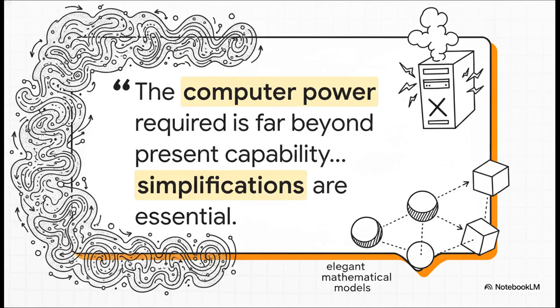But here's the massive challenge we're up against. It might be possible at some distant time in the future to code the exact motion of every single particle and chaotic fluid boundary into a computer. But calculating every microscopic interaction across a massive volume, it's computationally impossible right now. It would literally fry any modern computer. Because of that, simplifications are essential. We desperately need elegant mathematical models to bridge the gap.